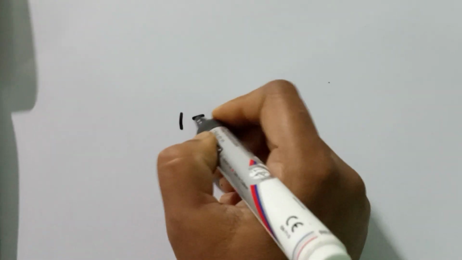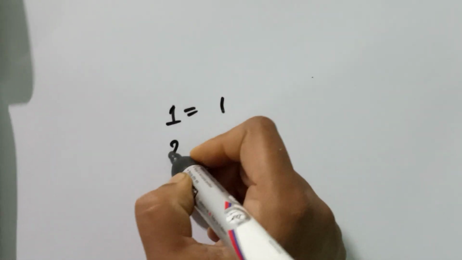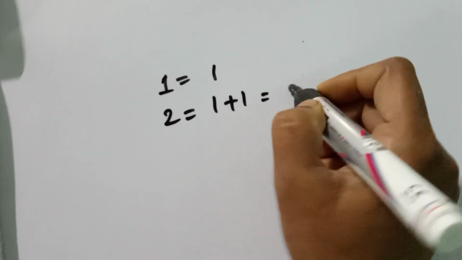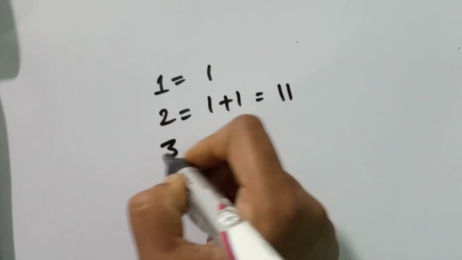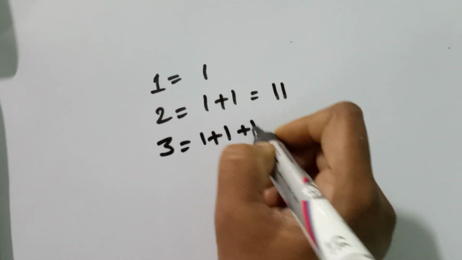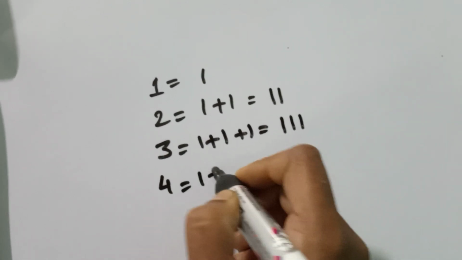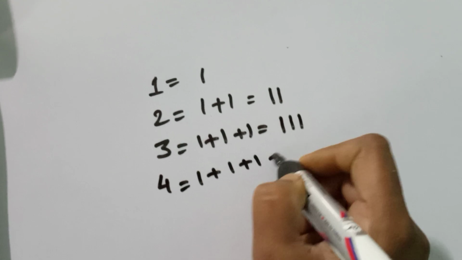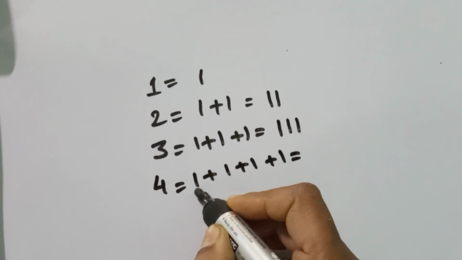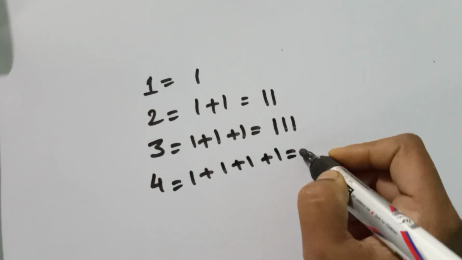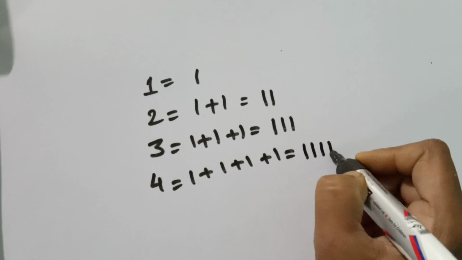You are writing 1, that is I. We are writing 1 plus 1, that is II. We are writing 1 plus 1 plus 1, that is III. But what about 4? Suppose you want to write 1 plus 1 plus 1 plus 1, that is IIII.